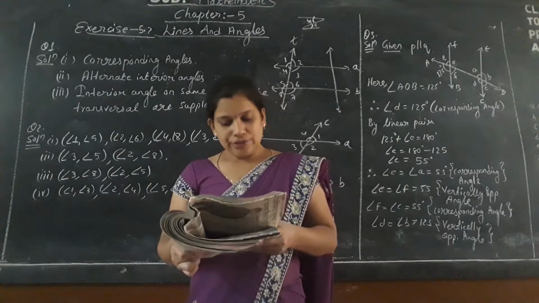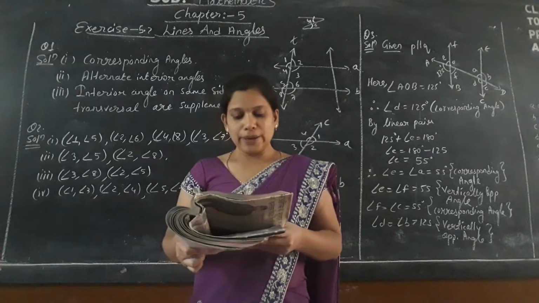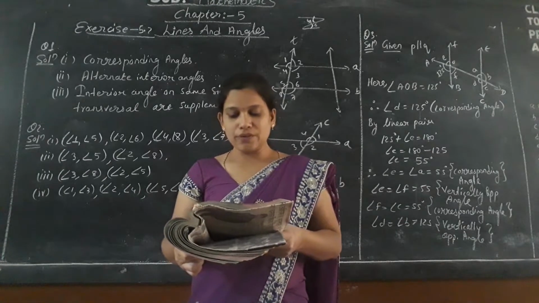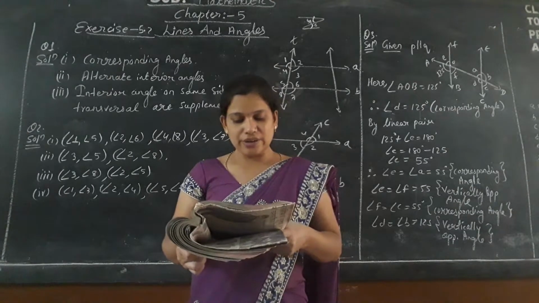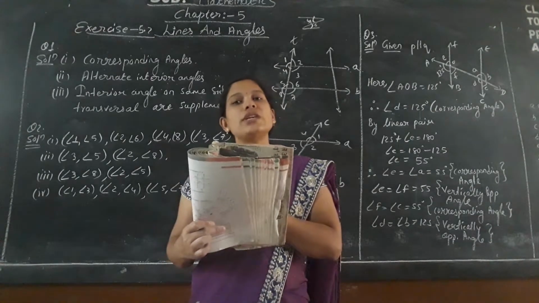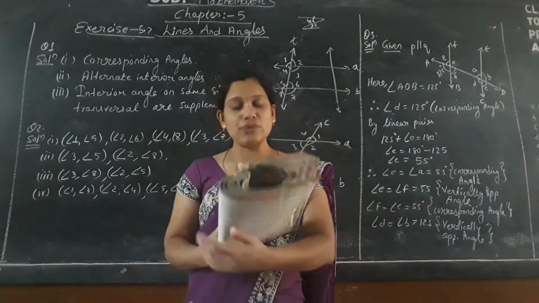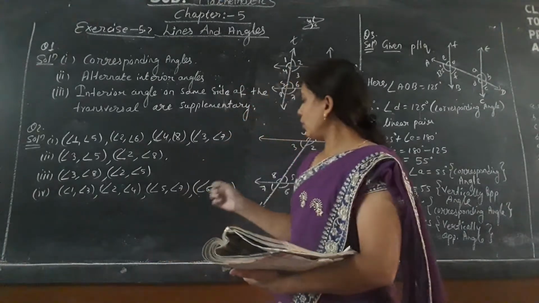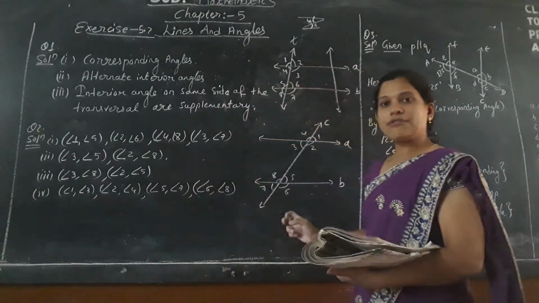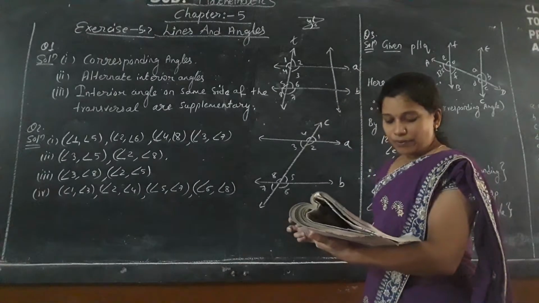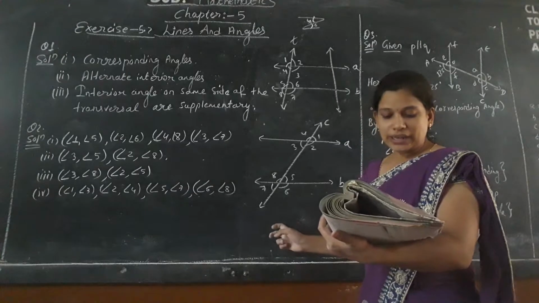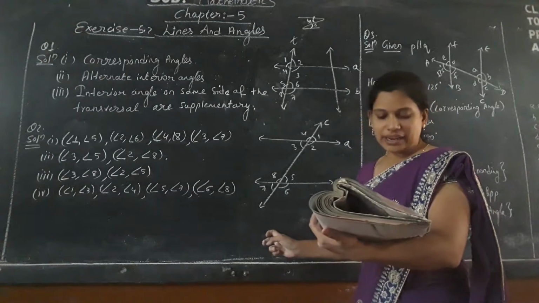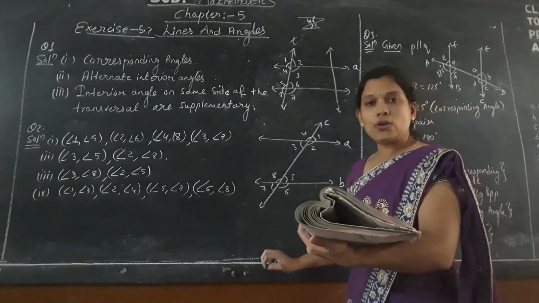In the adjoining figure, identify the pair of corresponding angles, the pair of alternate interior angles, the pair of interior angles on the same side of the transversal, and vertically opposite angles. So dear student, this is the adjoining figure we have. With the help of this figure, we have to identify which one is a corresponding angle, alternate interior angle, and which one is a vertically opposite angle.